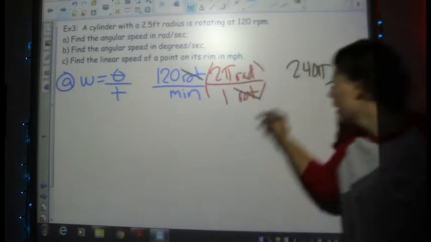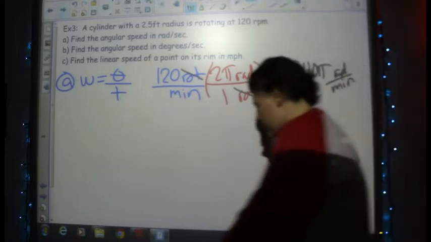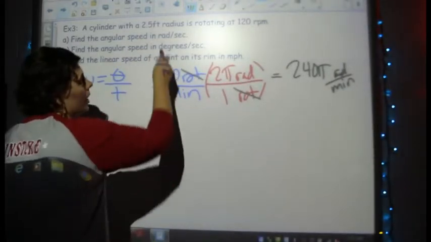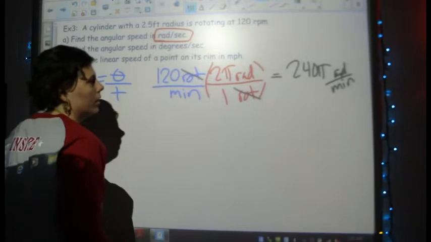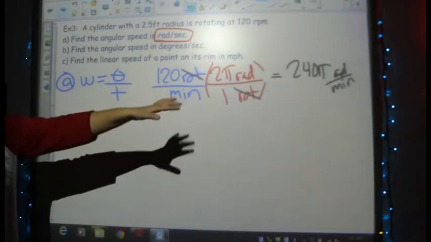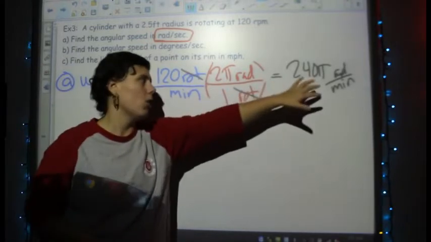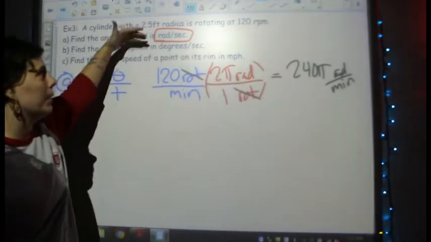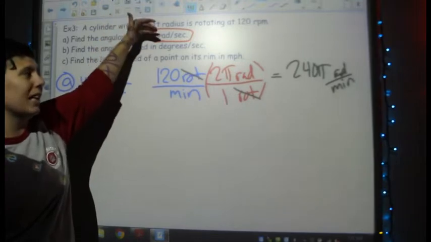And that's really something that you're going to have to get used to doing in this section. Because here it doesn't ask for radians per minute. What does it ask for? Yeah, it asks for radians per second. So I can't leave that as my answer because although it is correct, there's nothing wrong with it, the problem didn't ask for radians per minute. It asked for radians per second.